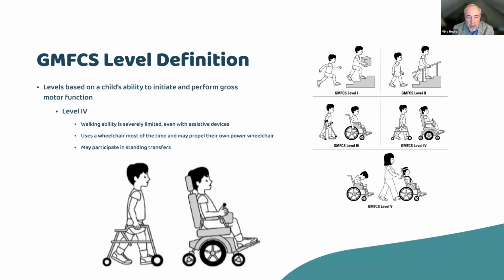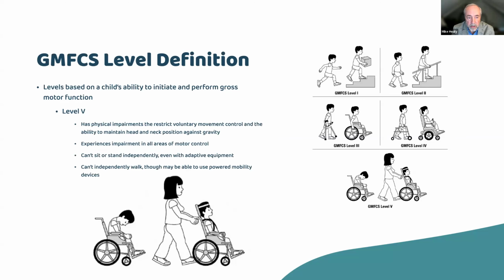When we get to a GMFCS level 4, we're into very severely limited walking ability, even with the use of assistive devices. They typically use a wheelchair most of the time, may certainly have the ability to maneuver a power wheelchair independently, and can usually perform or participate in a standing transfer, which is exceedingly important, especially as children turn into young adults and their body habitus changes and their caregivers just simply aren't able to lift them in the way that they were once able to.